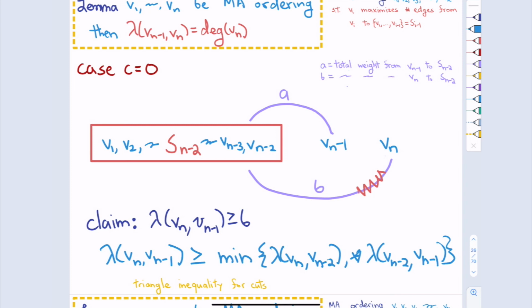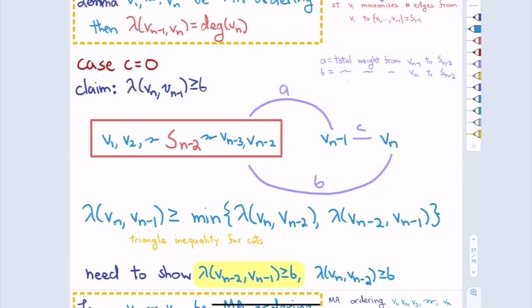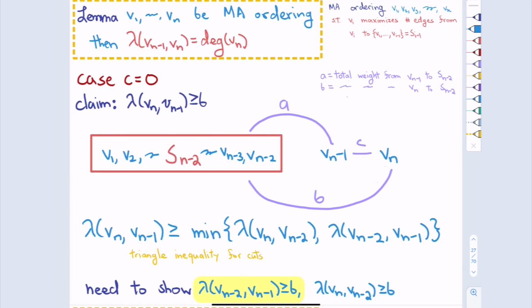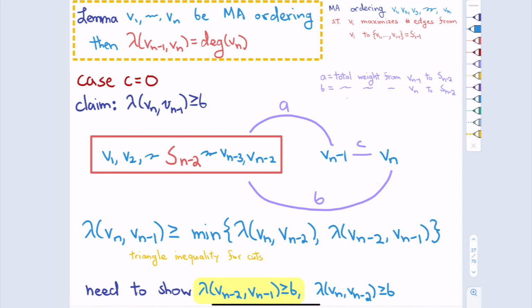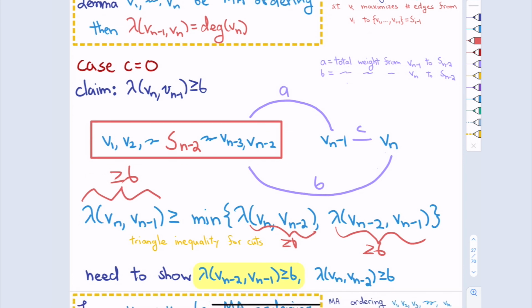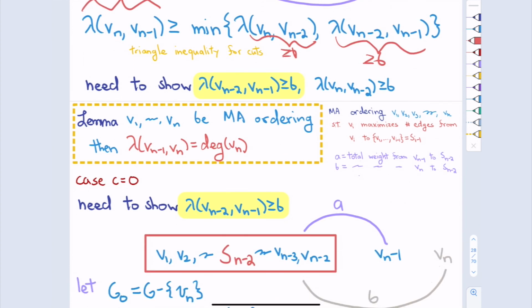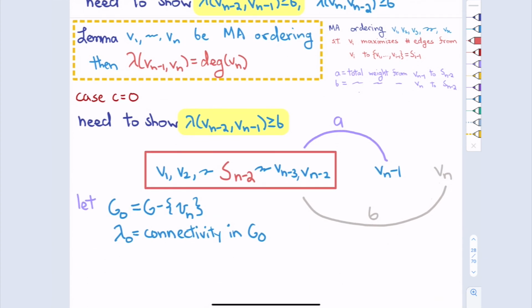Alright, so what does that get us? That means that if I want to show that this quantity is at least B, it would suffice to show that each of these is bigger than B. We'll do one at a time. Alright, so let's look at the first one. I want to show that the connectivity between n minus 2 and n minus 1 is at least B.